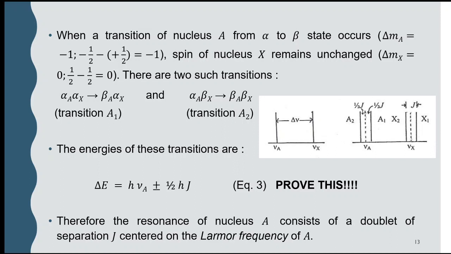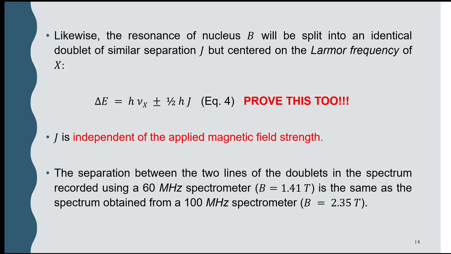by J, centered on the frequency of A. So this is actually split into two. That's why you have this doublet. Likewise, if you calculate for nucleus X, you will find that it will be h nu X plus minus half hJ. So prove these two so that you feel that satisfaction.